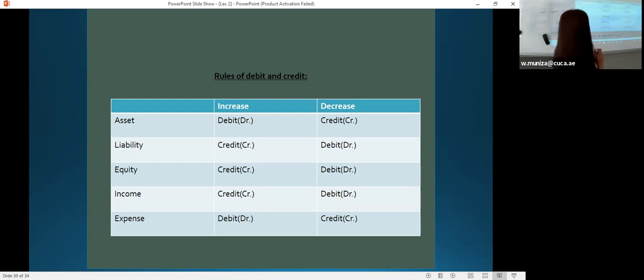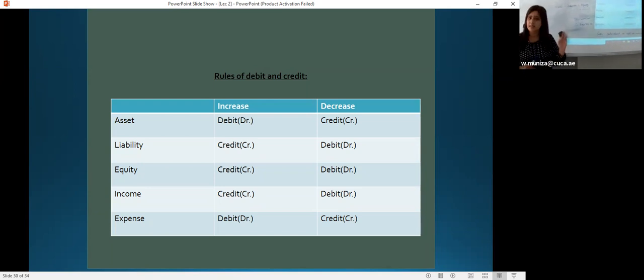What is the third one? Equity, credit. Got it? Debit, sorry. So this is how we are going to learn the rules of debit and credit, and this is the base. I hope you are clarified up till now.